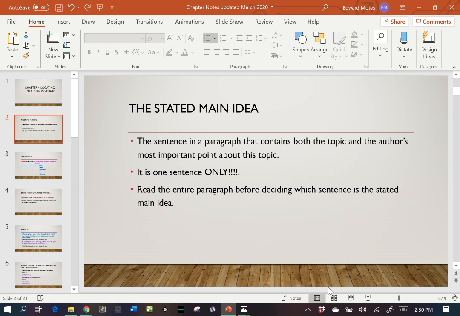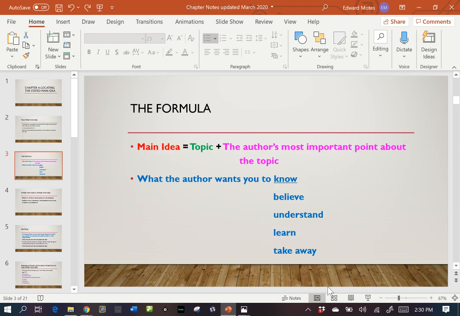So the stated main idea is the sentence in a paragraph that contains both the topic and the author's most important point about this topic. This is only one sentence. You're going to read the entire paragraph before deciding which sentence is the stated main idea. So remember, one sentence for stated main idea. It kind of looks like this. You have your topic. Remember, that's chapter 3, word, name, or phrase, plus the author's most important point about the topic. So what the author wants you to know, wants you to believe, wants you to understand, wants you to learn, or wants you to take away.